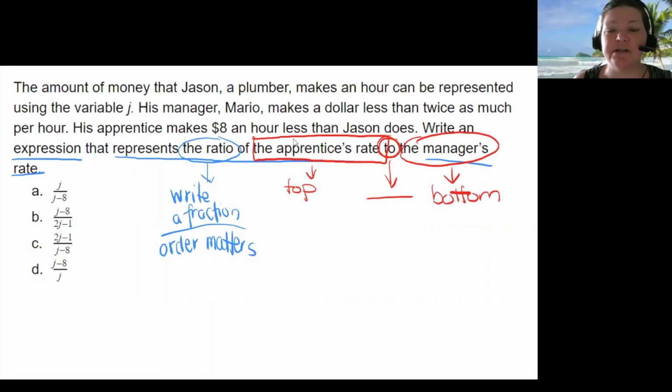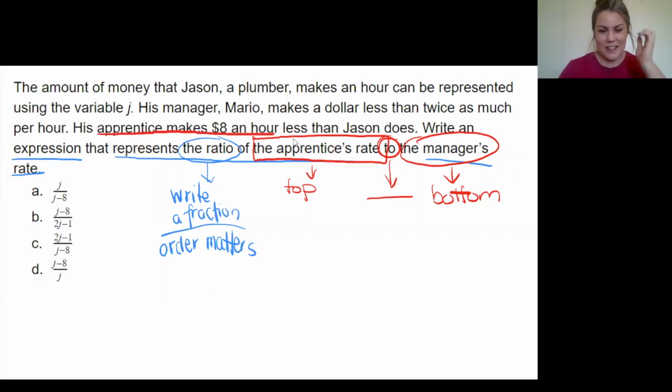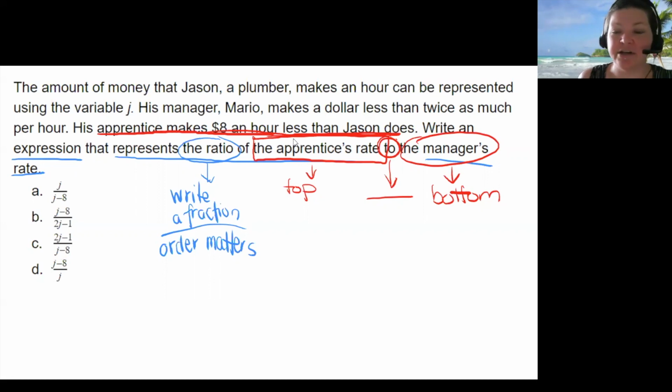So we said we wanted to start by putting the apprentice's rate at the top of the fraction. Guys, what do we know about the apprentice's rate? Apprentice makes $8 an hour. Keep reading. $8 an hour. Less exactly. Good thing the apprentice doesn't make $8 an hour, right? He'd be making less than minimum wage. But he's making $8 an hour less than Jason, and we had a problem. The problem is we don't know how much Jason makes.